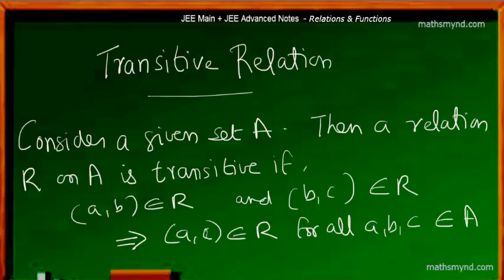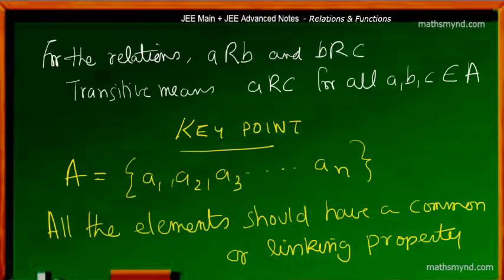Now, also note the point that we aren't writing R1, R2, R3, but R, which means that we are dealing with the same relation. It means that for a R b and b R c, a transitive relation means that we end up with a R c for all a, b, c elements of A. So what's the key property? What is the point which you should be remembering? Now, consider a set A having elements a1, a2, a3 to an.